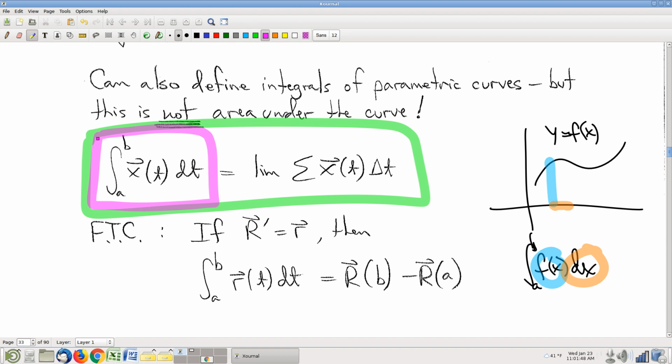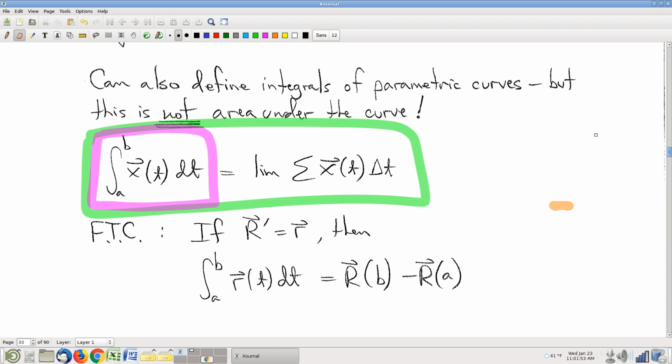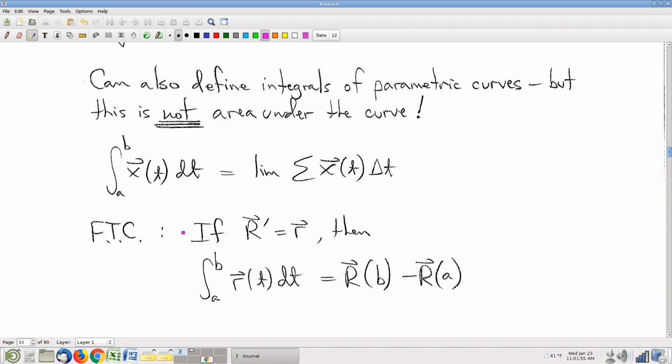Yes? So if the limit side of that equation represents the sum of like a position times time, does that not represent the accumulation of position? I don't know what that means though.